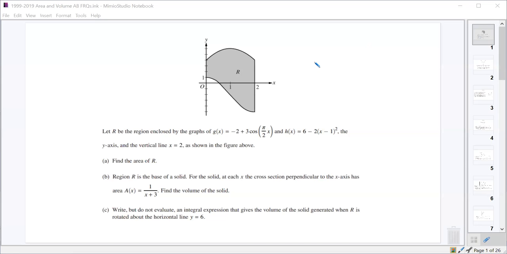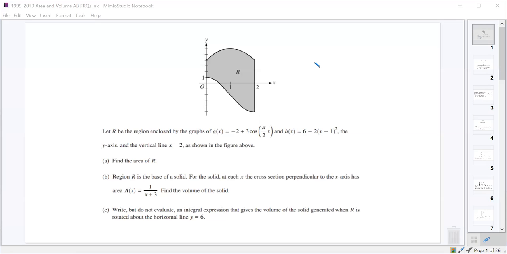Is the upper one the cosine, or is the upper one the parabola? Parabola. The upper one is the parabola. We should be able to tell that the bottom one couldn't possibly be the parabola. It shouldn't look like a parabola. Right? So the upper one is your parabola, the bottom one is your cosine function.